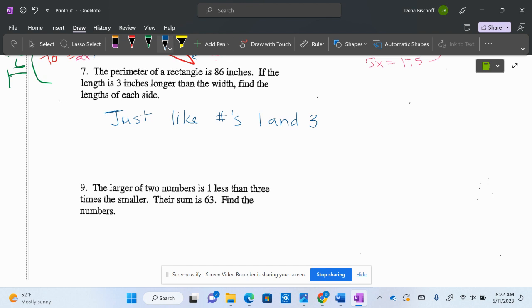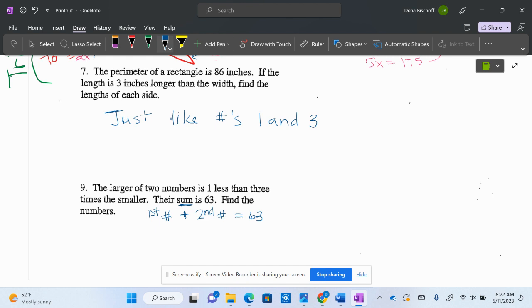Their sum is 63. So the first thing I'm going to do is underline the word sum. So I'm going to add these two numbers together. I'm going to take the first number and add it to the second number, because that's what sum means. And they're going to equal 63. That's what this is saying. I just need to figure out what expression to write.